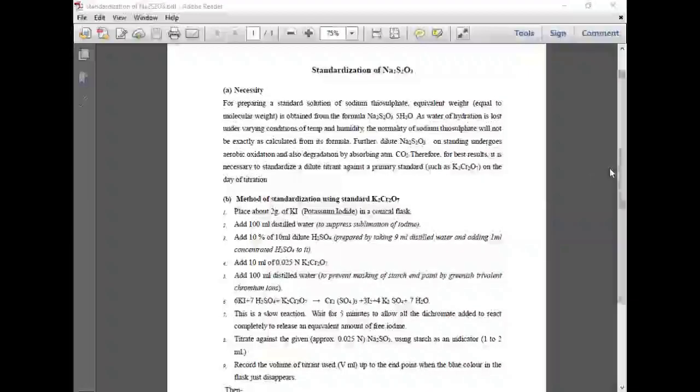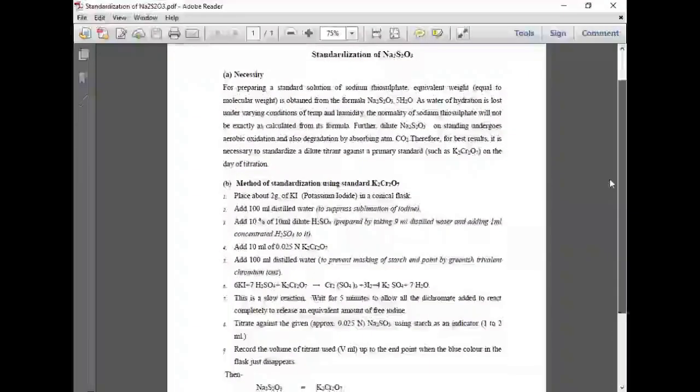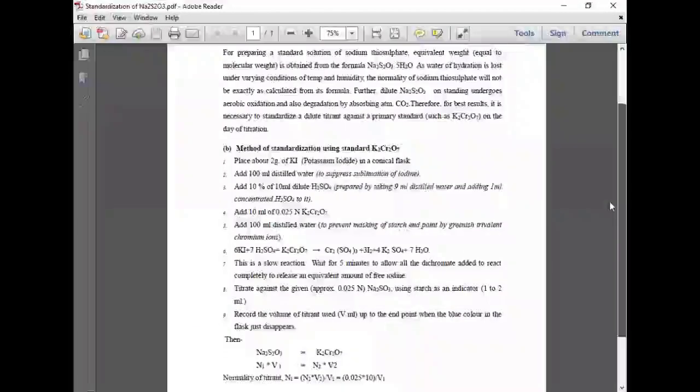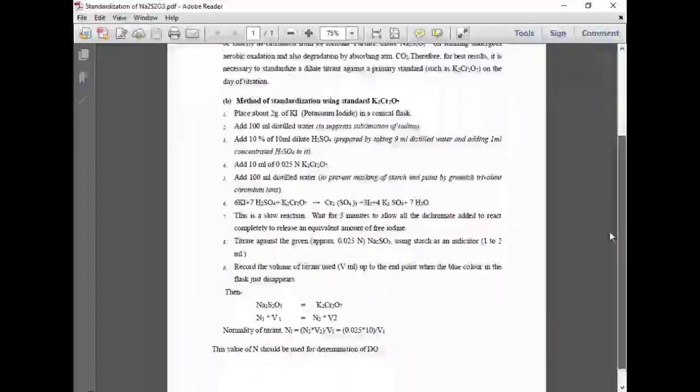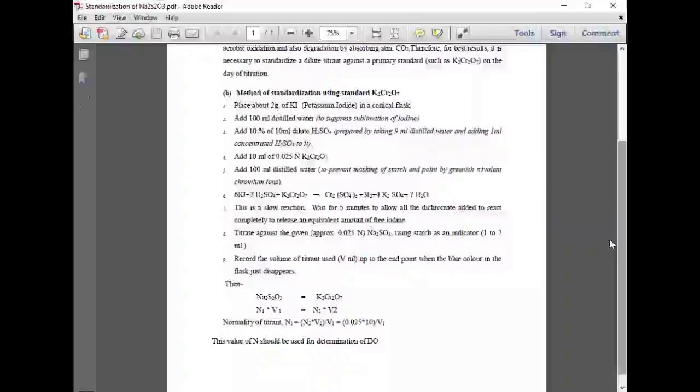Let's understand the procedure of standardization using K2Cr2O7. We are going to take 2 gram of KI crystals, that are potassium iodide crystals. Potassium iodide is a sublime substance and it will be continuously giving out iodine. So to suppress this reaction, we are going to add 100 ml of distilled water.